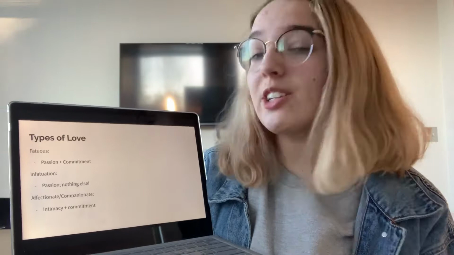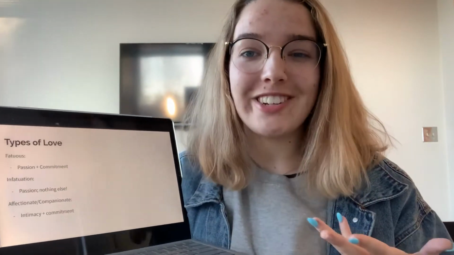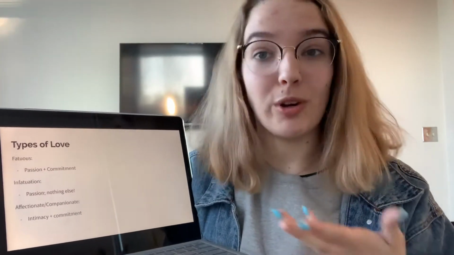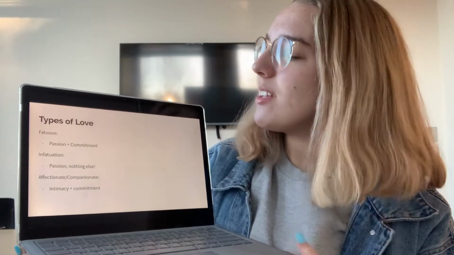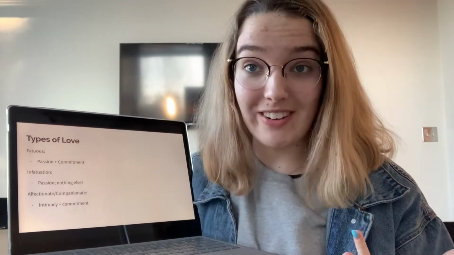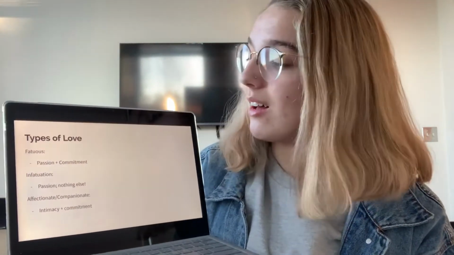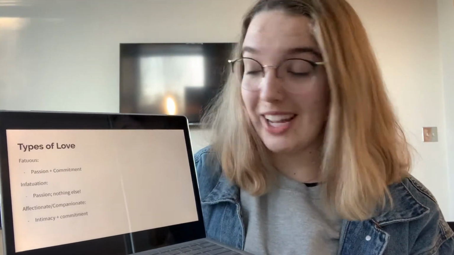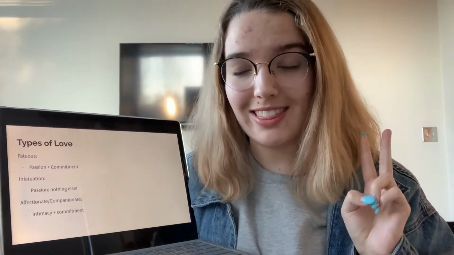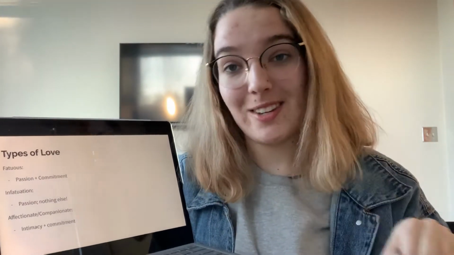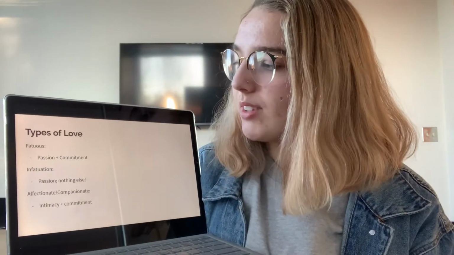But a fatuous relationship would look like a casual relationship, not necessarily an exclusive boyfriend or girlfriend, depending on the person. This would be such as friends with benefits. This isn't something that high schoolers would be partaking in as far as I'm concerned. They might, but the hope is that they wouldn't be. So there is passion and commitment, but the key thing to note is that there is no intimacy, which means there is no emotional connection between 2 people in these kinds of relationships.